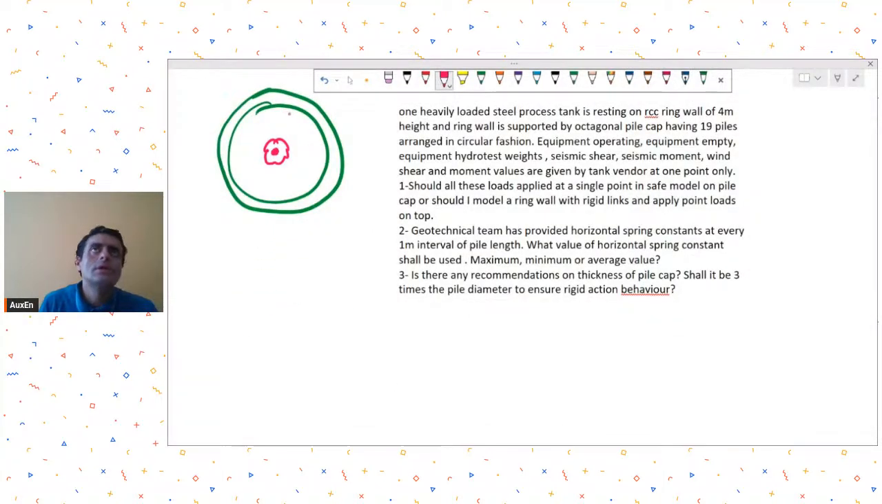Okay, so this is a ring wall you are saying, right? So, now you want it to transfer it to all the points. So in SAFE, I don't know if rigid links are possible. I have not seen this option of rigid links in SAFE. I would have done this manually, manual calculations I would have done. But if you want to do it in SAFE, rigid link option is not possible, I guess.